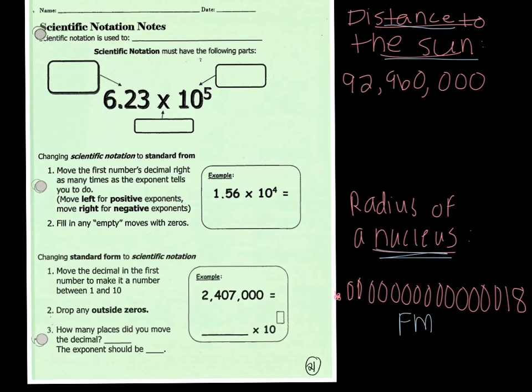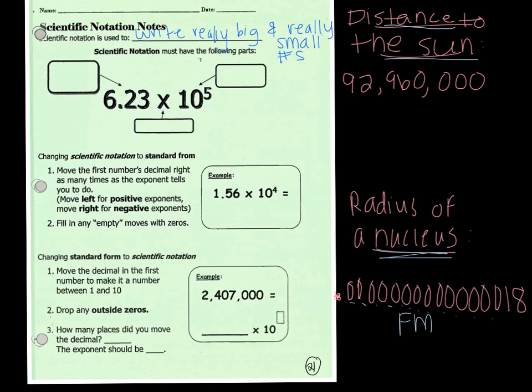So for scientists, thinking about how busy their days are, they don't want to be spending their time writing out every single one of these zeros every single time they need to discuss the radius of a nucleus. So what we have is scientific notation. Scientific notation, filling this in on page 21 of your note packets, is used to write really big, like the distance to the sun, and really small numbers, kind of like the radius of the nucleus.